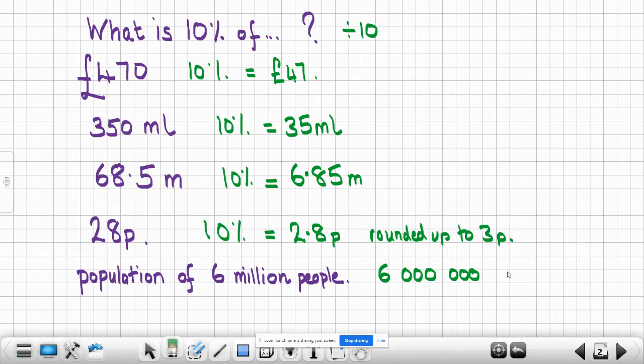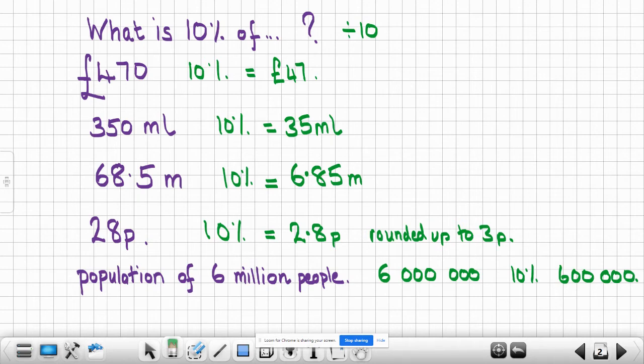And so if we want to find 10%, we are just shifting everything one place. So it looks like we're going to lose a zero. And we would, let's write 10% in. 10% would be 600,000. Okay, so what we're seeing here is the maths is exactly the same. Everything's shifting one place because we're dividing by 10.